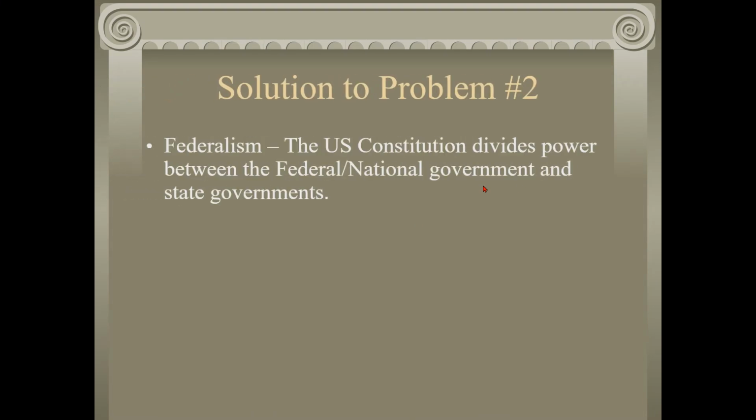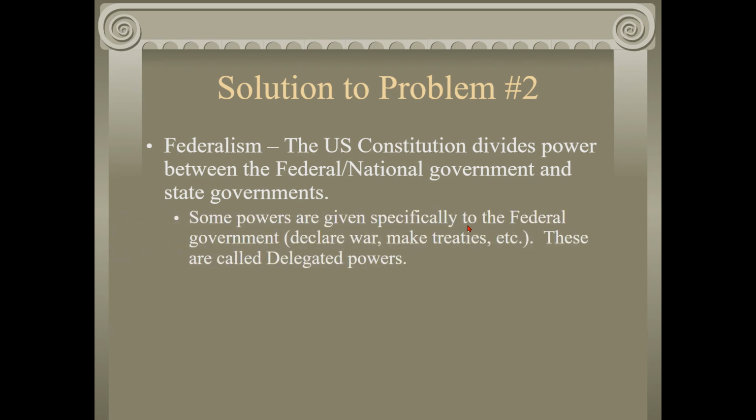So we solved that problem with something called federalism. And I talked a little bit about federalism when we talked about the Constitutional Convention, right? Madison said that it's not that the people give the power to the states and the states give the power to the national government. It's that the people give power to both the state government and the national government at the same time. And so what federalism does is it splits the power. It divides power between the federal and state governments.